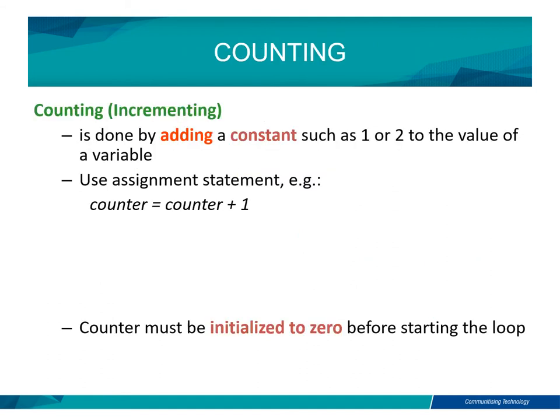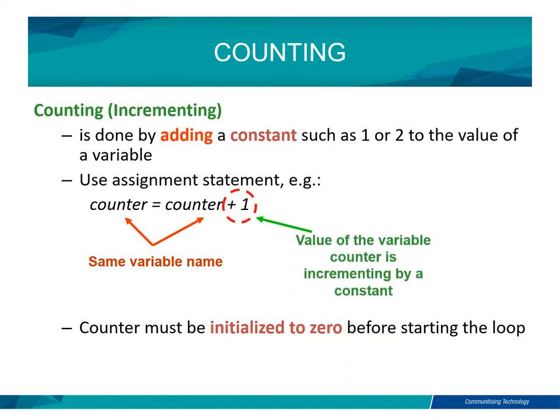How can we use counting in the loop structure? This is one example of counting, which is incrementing. This counting is done by adding a constant, such as 1 or 2, to the value of a variable. For example, we have a variable counter, and then we increment counter by 1. So we have the same counter on the left and the right side in the assignment, and the value of variable counter is incremented by a constant value of 1. The counter must be initialized to 0 before starting the loop.